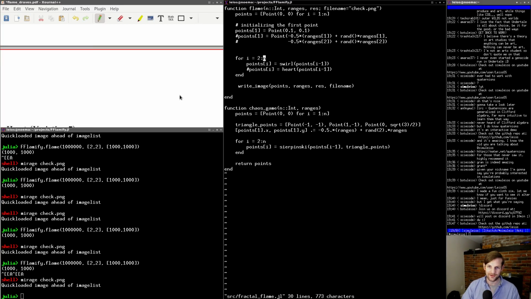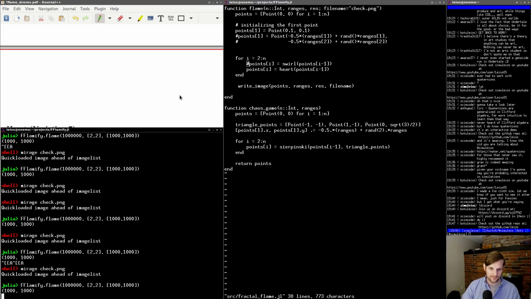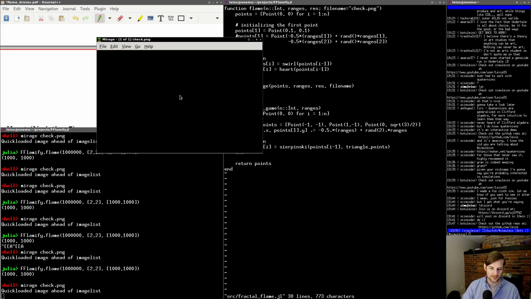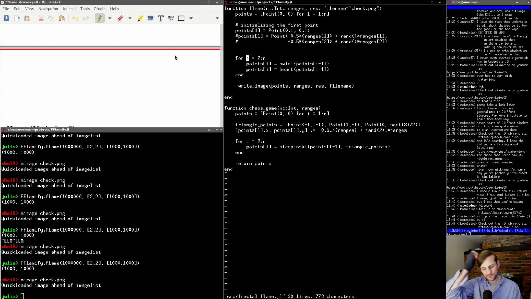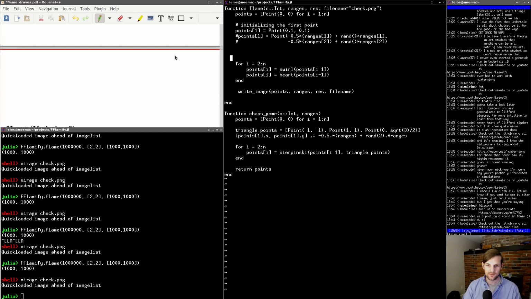Okay, so now let's try the heart again. The heart's failing, but that's okay. Flamify, mirage. Yeah, we're seeing nothing. I'm not exactly sure why. So let's do something else here. And let's go up here and say function set is going to be equal to, we'll call it fset maybe.